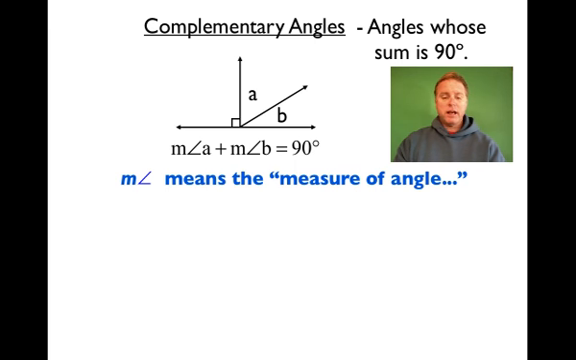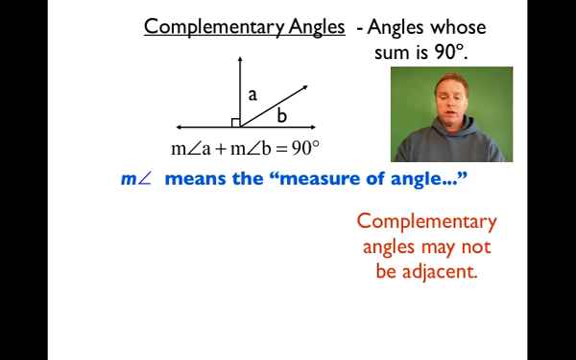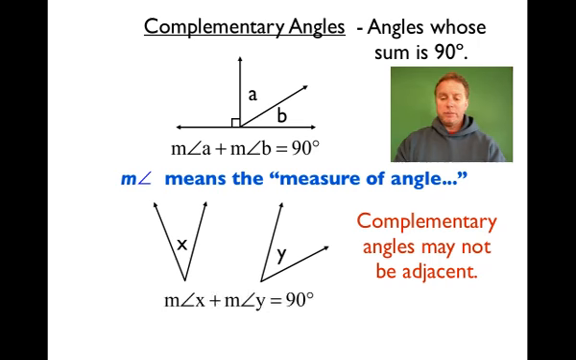Remember, like I just said, M with the angle sign means the measure of angle. Complementary angles don't have to be adjacent, so I could have this angle and this angle, but as long as when I add them together, I get 90 degrees, then they are complementary.